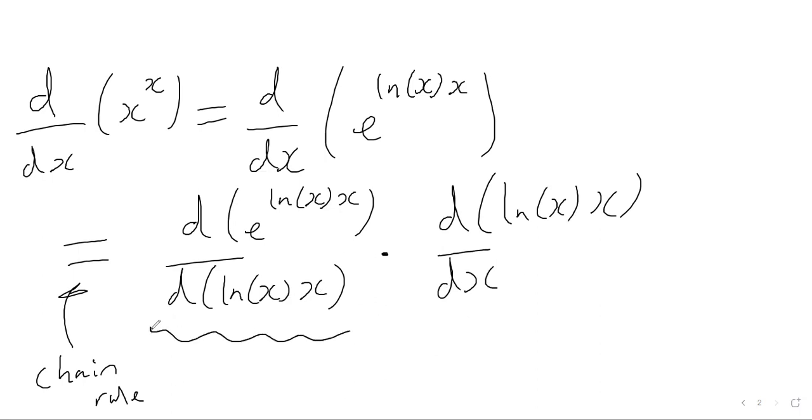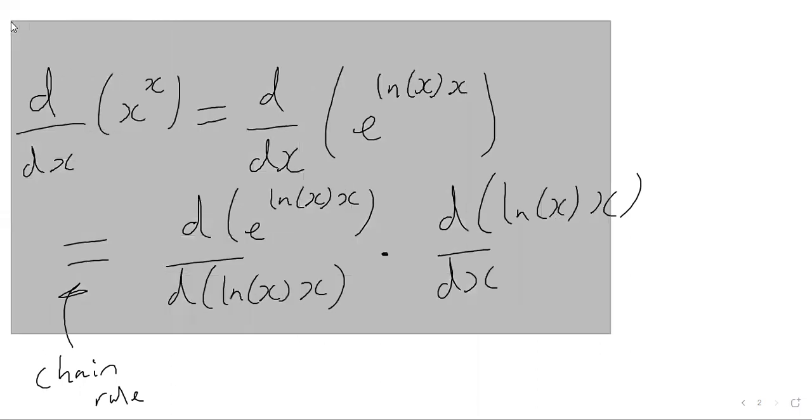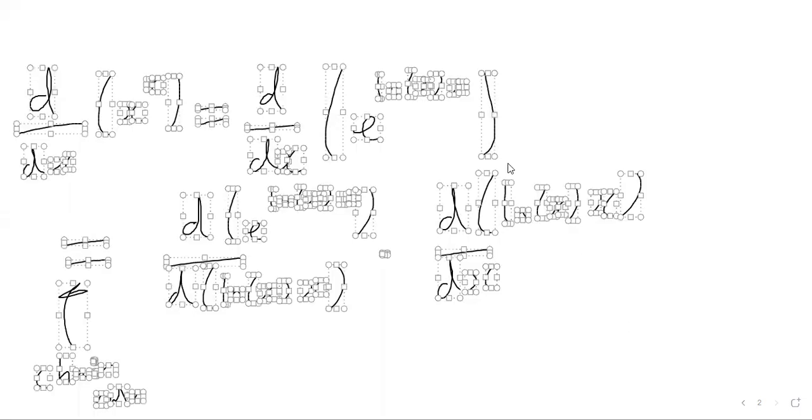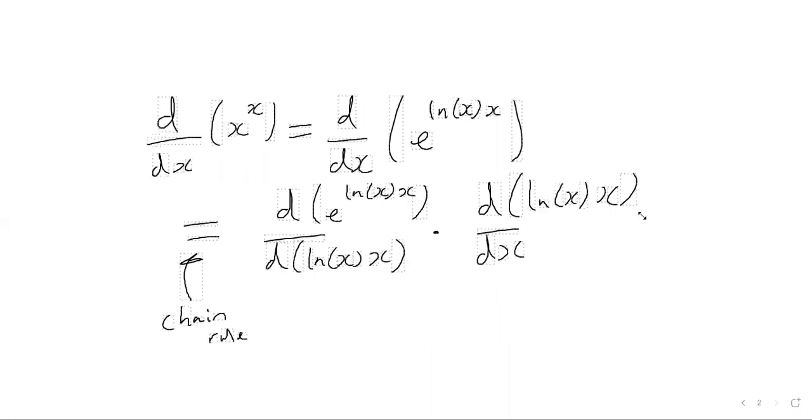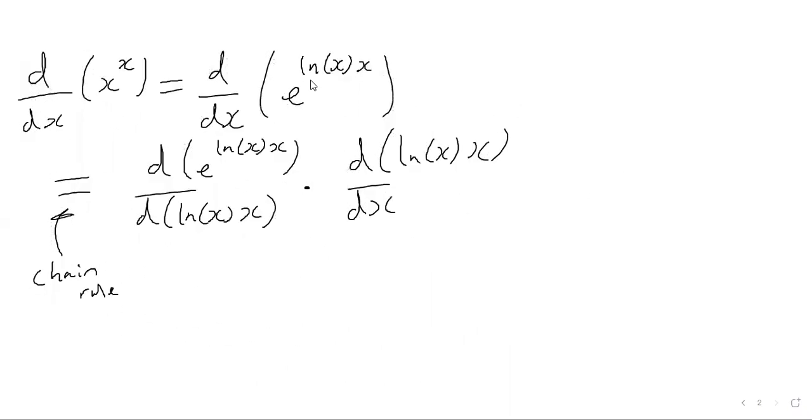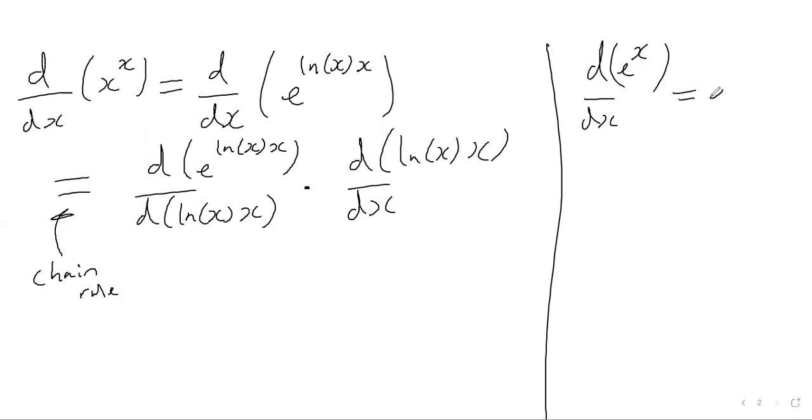If we start with this first bit, we know that when we differentiate the exponential function of a variable with respect to that same variable, we just get the exponential function of that variable again. So when we differentiate e to the x with respect to x, this is just e to the x, by one of the definitions of the exponential function.